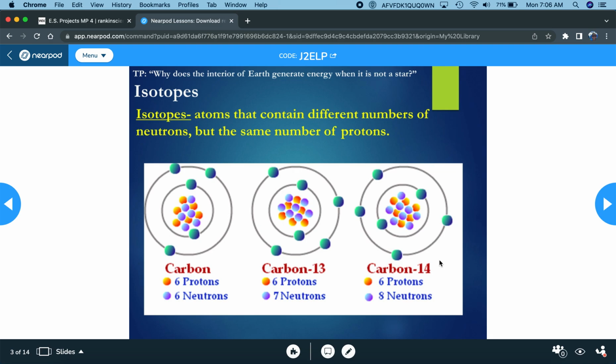There's so many isotopes out there. I mean, you probably name an element, I'm pretty sure that there's going to be at least 1 or 2 or 3 or 4 or 5 isotopes sometimes for one particular element. And carbon-13 wants to become stable. Carbon-14 also wants to become stable.